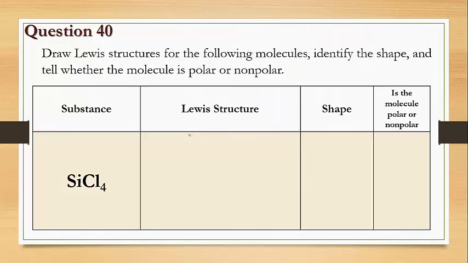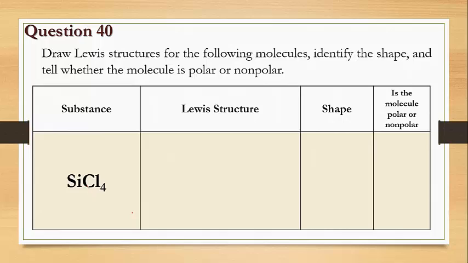Okay, and for the last part of this one, the big chunk that's left over here, we're going to draw Lewis structures for the molecules, and we're going to identify their shape, and we're also going to talk about whether the molecule itself is polar or nonpolar.